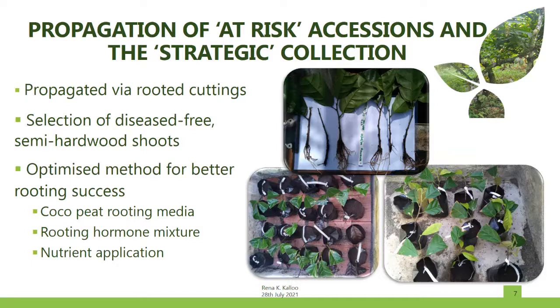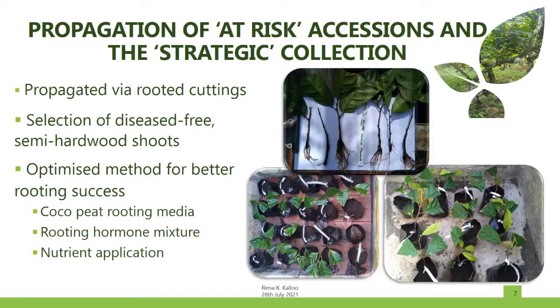We selected disease-free semi-hardwood shoots. Semi-hardwood shoots are those that are light brown, that still have some green on the underside. And in experience, it is usually 2 weeks after a flushing period that we get this ideal stage of budding. For anyone that has propagated via rooted cutting, they would know that there's a spectrum of success with rooted cutting, from easy to root to difficult to root successfully. In order to reduce the difference in ease of rooting, we optimized the method for better rooting success.